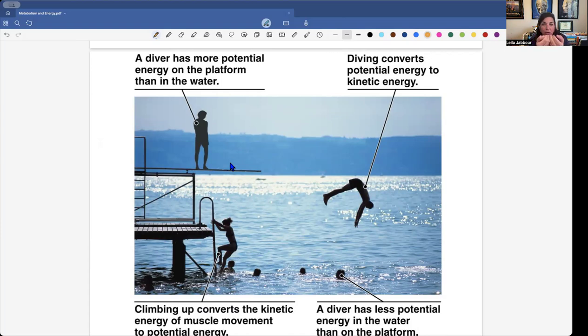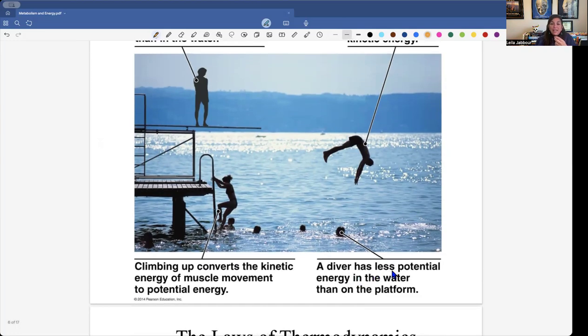And then he's going to swim in the water. That's definitely more kinetic energy. And when you swim, you feel you're making an effort, right? So you're using up energy. So the diving process converts potential energy that this diver has to kinetic energy. So a diver has less potential energy once he's in the water than on the platform. Climbing up converts the kinetic energy of muscle movement to potential energy back into the body.